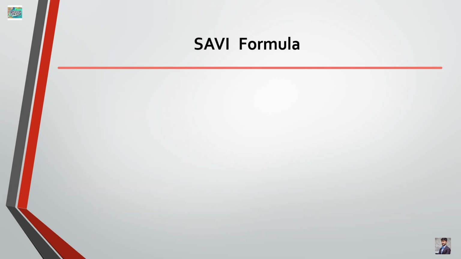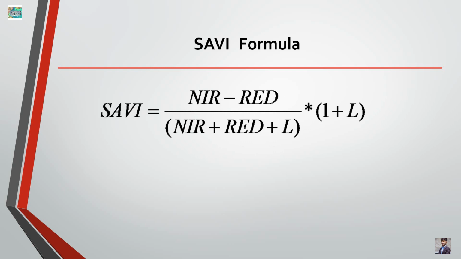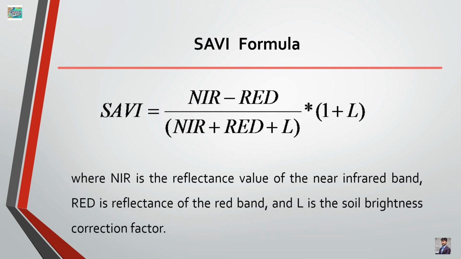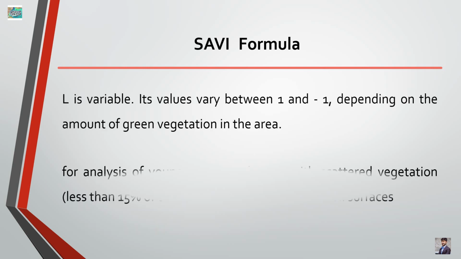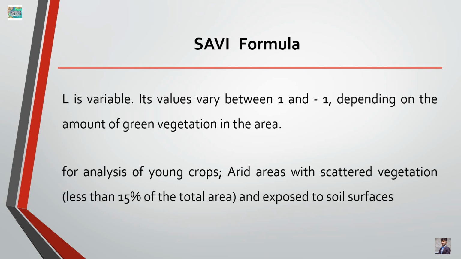Okay, the SAVI formula. The formula is NIR minus red, where NIR is the near infrared band and red is the visible red band, divided by NIR plus red plus L, multiplied by 1 plus L. NIR is the reflectance value of near infrared, red is the reflectance of the red band, and L is the soil brightness correction factor. L is a variable with a value between 0 and 1, depending on the amount of green vegetation in an area.